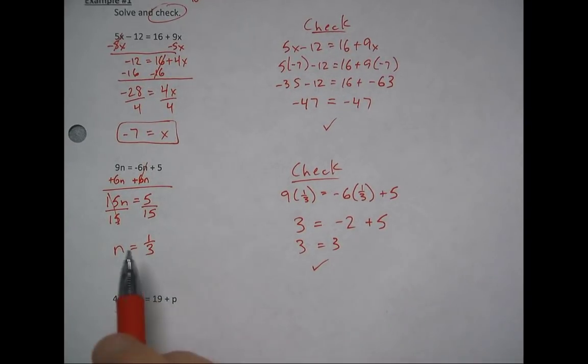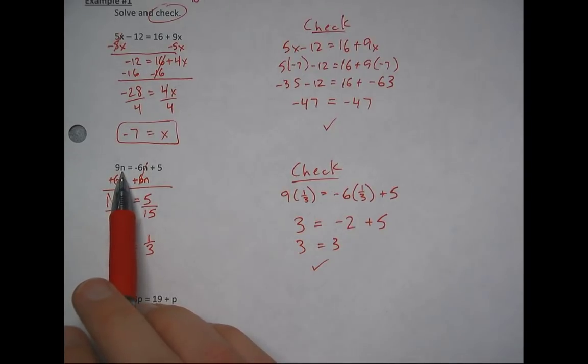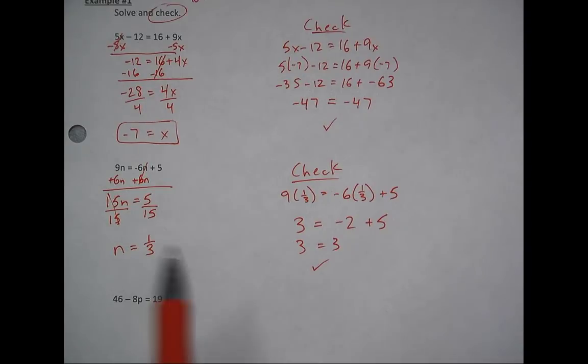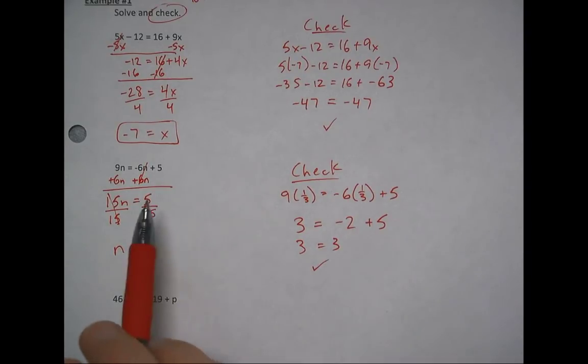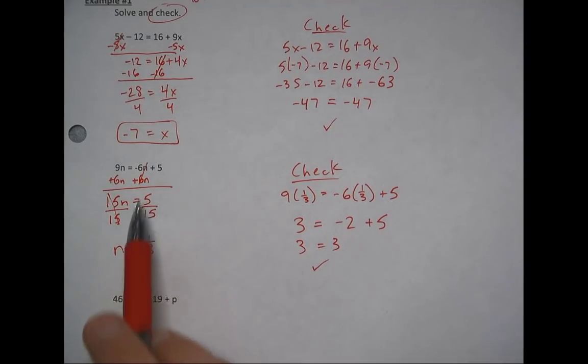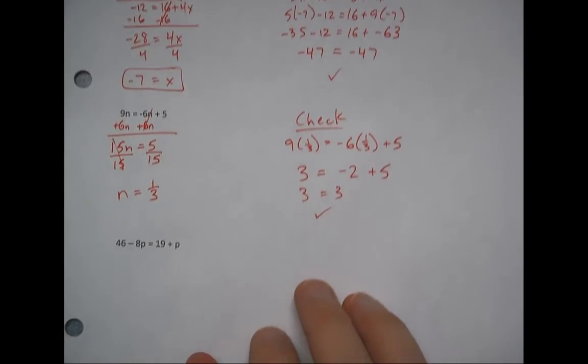If you thought your answer was 3 and you plugged it in, you would have got 27 on this side, and then you would not have gotten 27 on this side. So that would have told you, okay, something's wrong. Go back and find it. So 5 divided by 15, 0.3 repeated, that's 1/3, or just simplify the fraction 5 over 15.